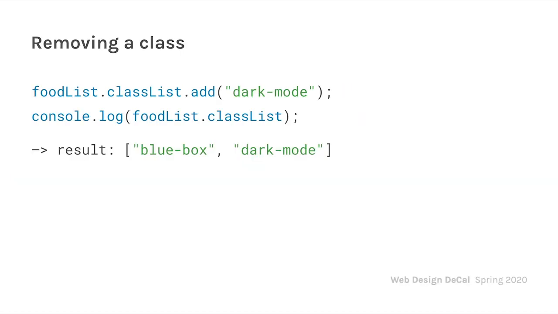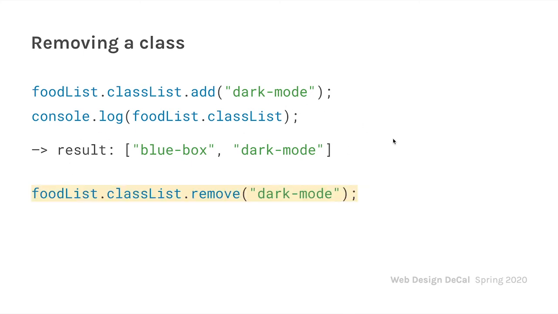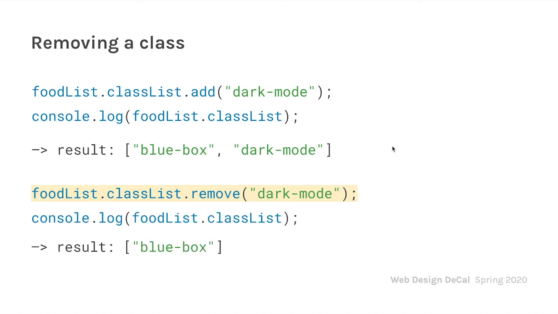And here we have a similar result for removing a class. So here is what we have for adding a class. And if we say remove, and then we look at our class list again, then we can see that the class is removed, and visually you would also see the CSS change.